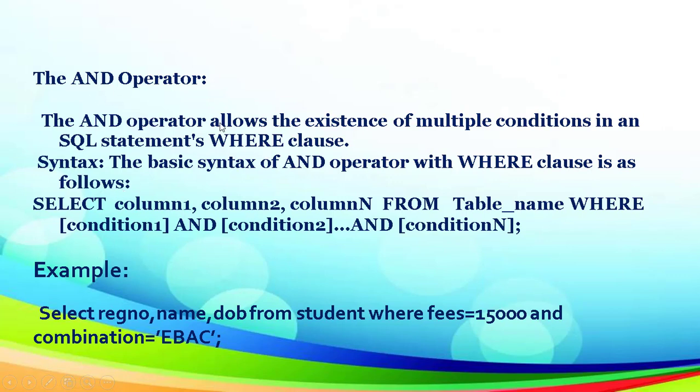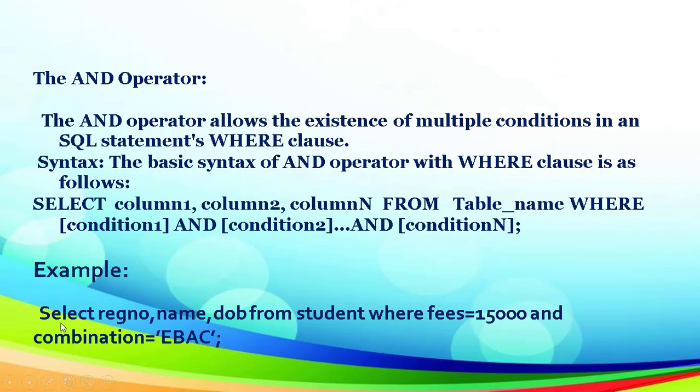The syntax for the AND operator is: select column 1, column 2, column n from table name where conditions. Multiple conditions are there, that is condition 1, condition 2, condition n. All these conditions have to be combined together. In order to combine these conditions, we are using the AND operator.